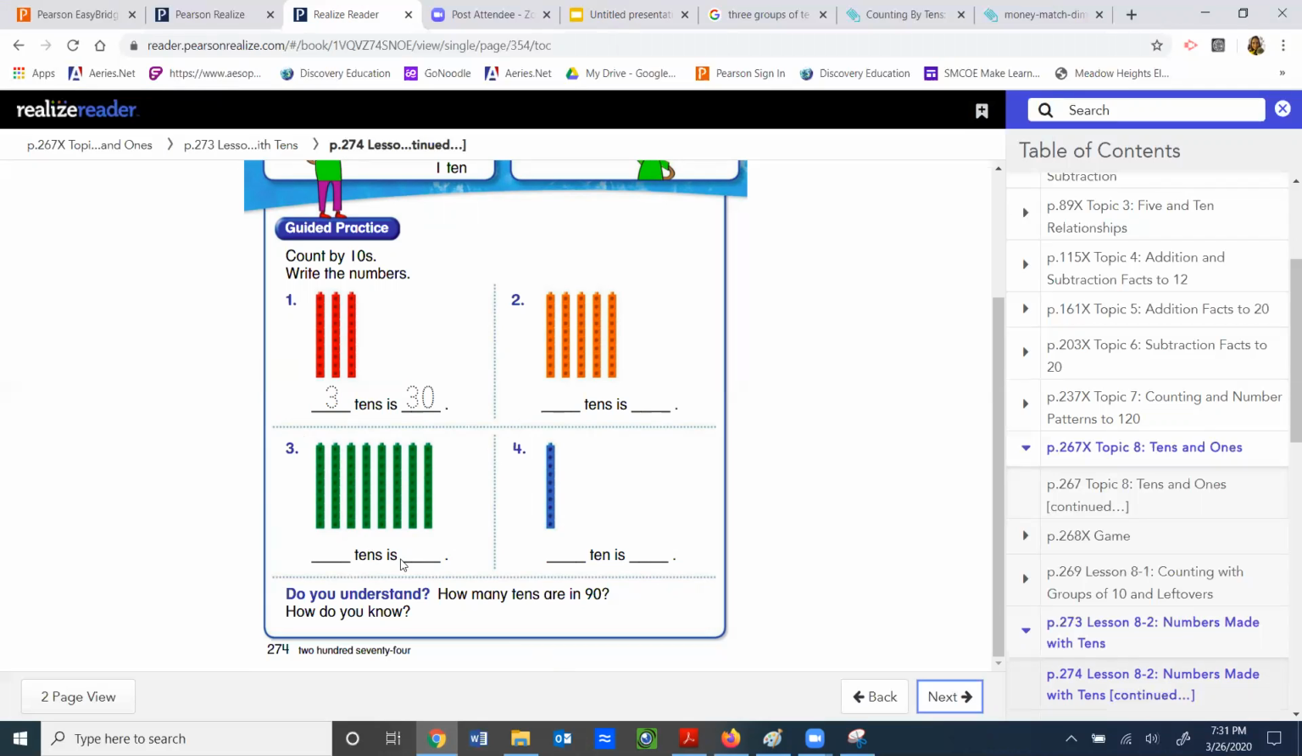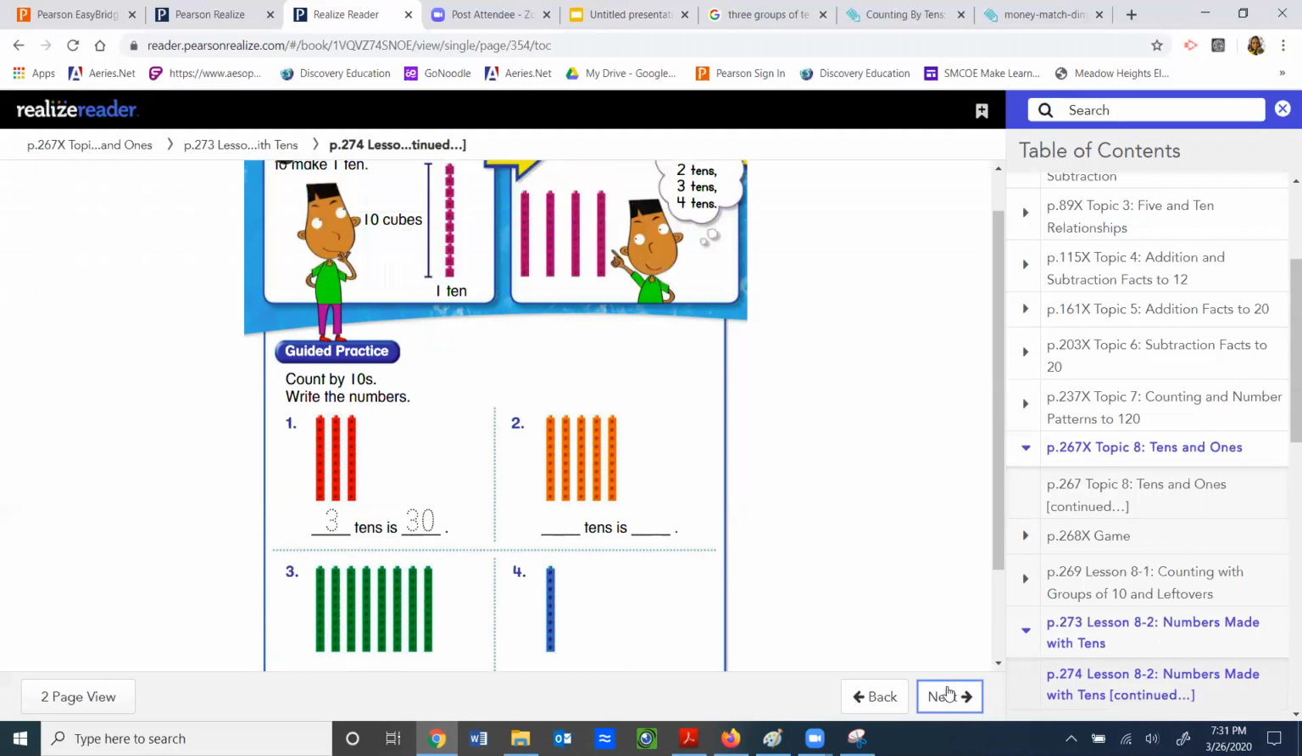Blank tens is blank. Try the do you understand? It says how many tens are in 90 and how do you know? You can draw a picture. You can just say this out loud to a stuffy, a pet, or a human. Either way works for me.